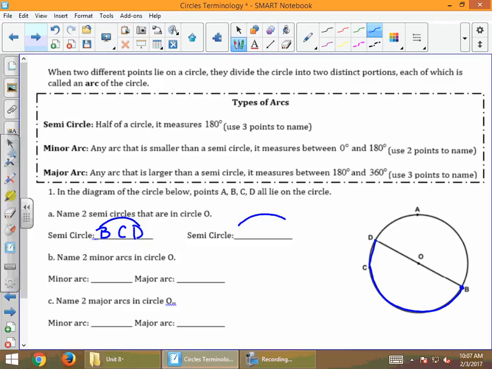How can we, what's another semicircle on here? On your mini arc. What's another semicircle? DAB. Start at one end of the diameter. Name a point next to it. Then you name another end of the diameter. DAB. You could have written this one as BAD. You could have written this one as DCB.